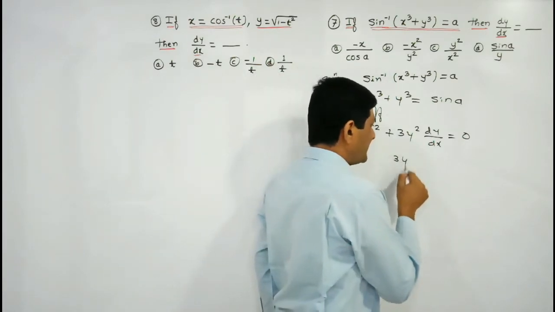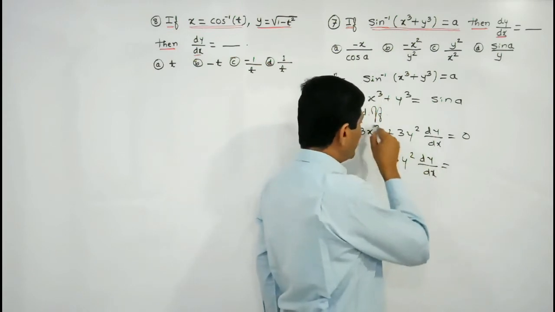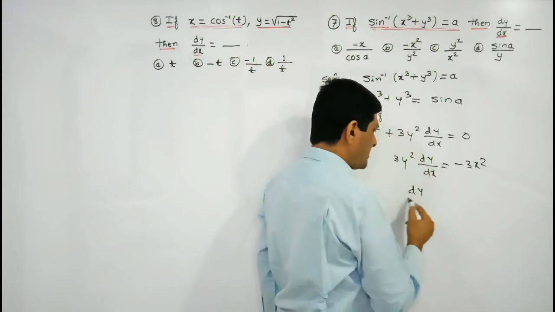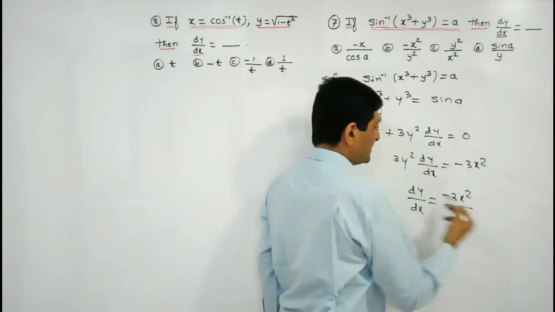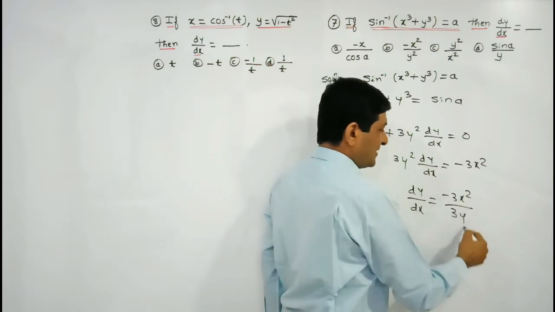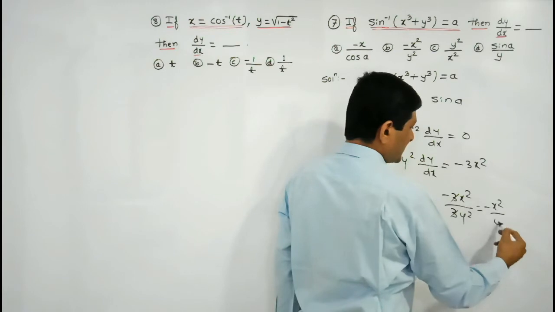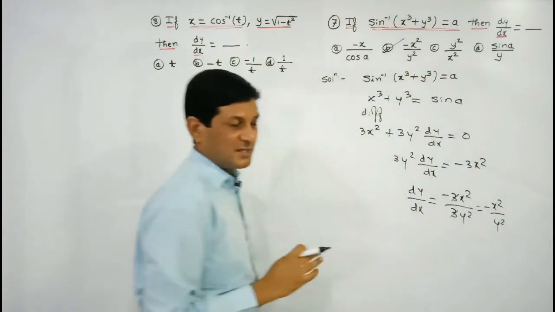So 3y square dy by dx will be equal to plus 3x square, on this side it will become minus 3x square, and dy upon dx will be equal to minus 3x square, keep it as it is, 3y square on this side will get divided. So 3 and 3 will get cancelled, and what result are we getting? Minus x square upon y square will be our required differentiation.